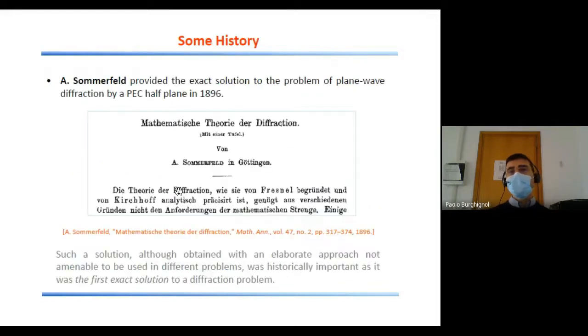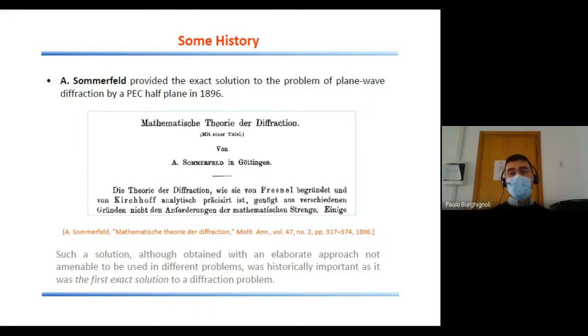Okay, first of all, some history about this problem. The name Sommerfeld comes from the fact that he found the solution to this problem back in 1896. This is the first part of the relevant paper that was written in German. And this solution was obtained with a rather ad hoc approach, which is not amenable to be used in different problems. So it is not easily generalized, but however, it was historically the first exact solution to a diffraction problem.